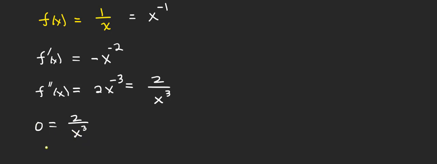Well, if you cross multiply, you get 0 equals 2, which is not true. So this will never equal 0. Now, when is this undefined? The second derivative is undefined when x equals 0, because when x equals 0, the denominator becomes 0. So this is our possible candidate for inflection point.